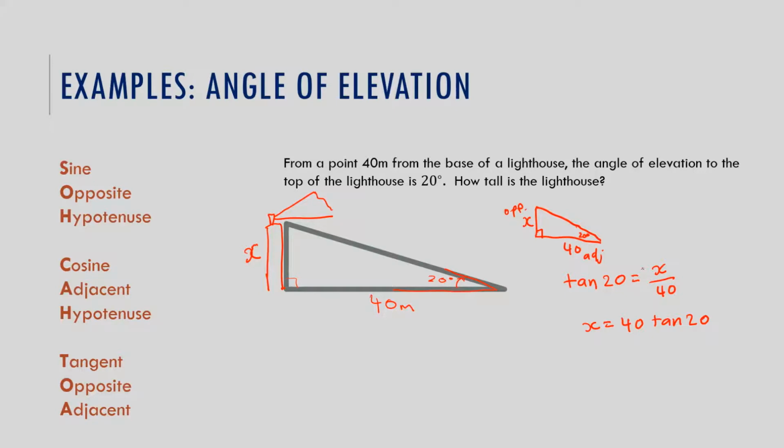I've just swapped the sides around because it doesn't matter. You have equal signs, so I could have my X on the left hand side and my 40 tan 20 on the right hand side if I wanted. It doesn't matter. So X is equal to 40 times tan of 20. Put that in the calculator, and I get that X is equal to 14.56 meters tall. All right, so I know the lighthouse is 14.56 meters tall. Okay, cool. So we've just used our angle of elevation there to problem solve.